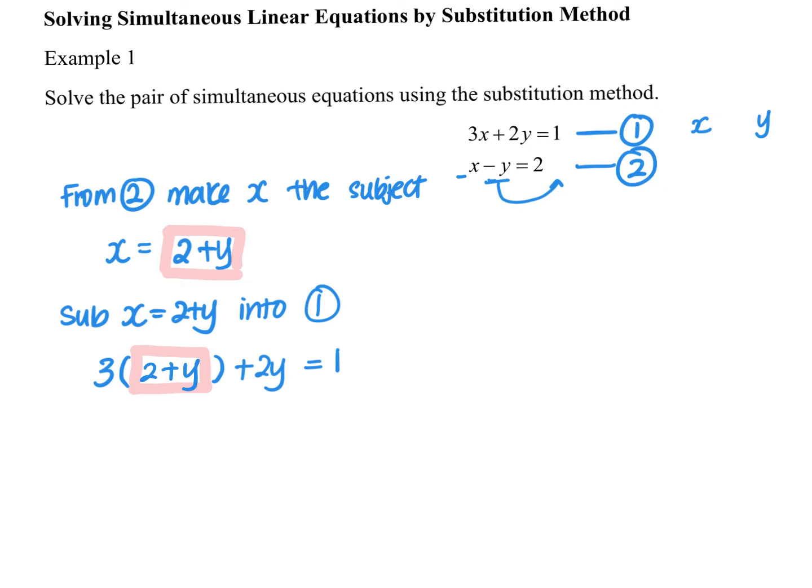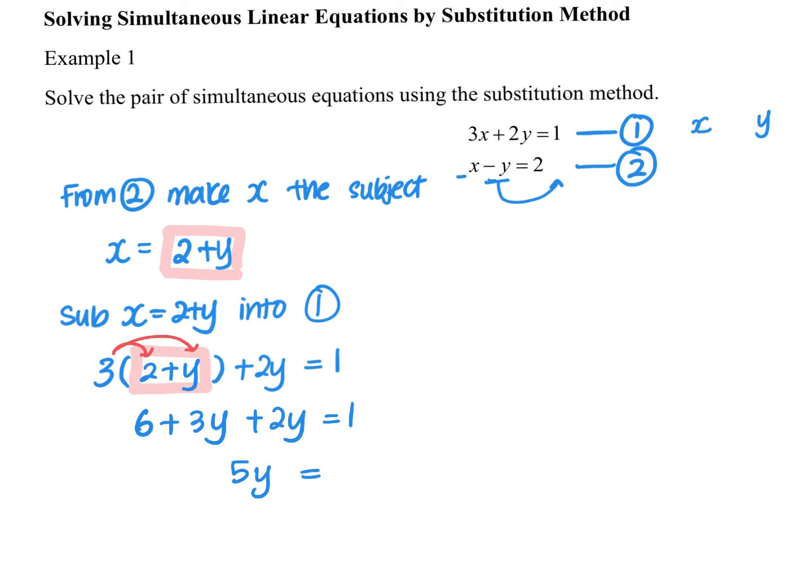Next step, we will expand our brackets. We notice that this is 3 times all of this. So we will get 6 plus 3y plus 2y equals 1. In this case, you'll realize that my equation now only has one unknown, y, and x, the unknown, has disappeared because it has been changed to y already, and hence I can proceed to solve my equation. So gathering this together, 3y plus 2y is 5y, and this is 1.